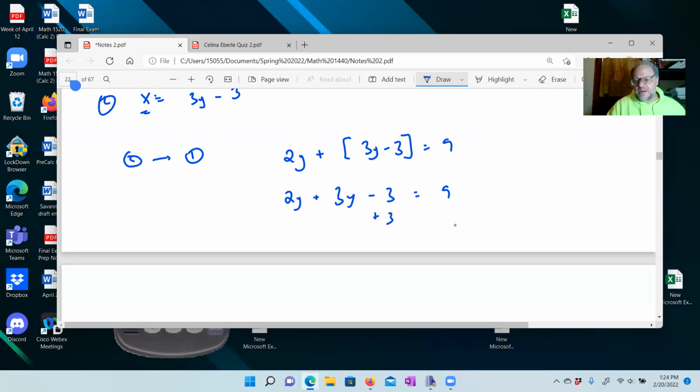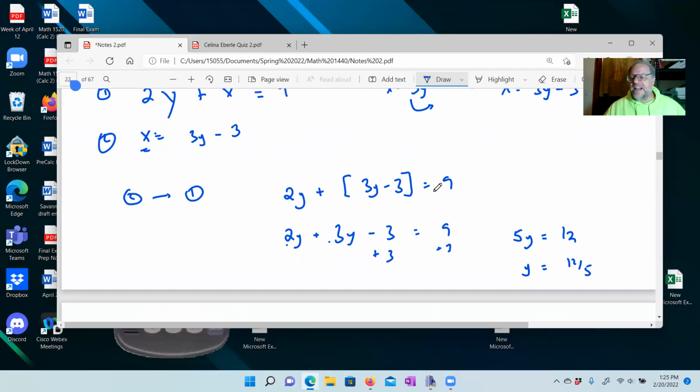So we're going to add 3 to both sides. 3 plus 2, right? That's 5y is equal to 9 plus 3, which is 12. And we get y is equal to 12 over 5. Okay, double checking. So now we can go back and solve for x.